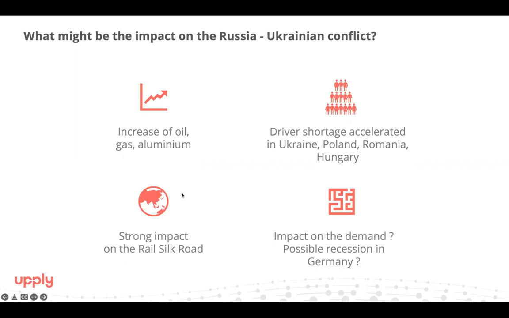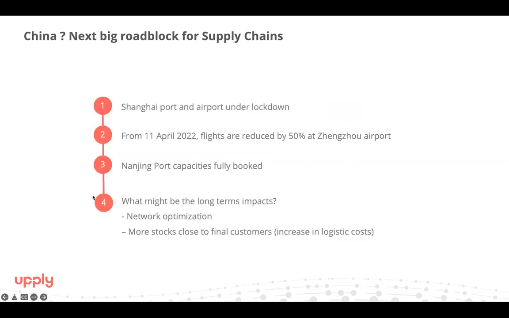And I will directly shift to the next one, because the big question, and here I'm not talking about road transportation anymore, is what is happening in China right now, a kind of issue also for Europe in terms of supply chain. You all know that Shanghai port and airport are under lockdown. On April 11, some days ago, one of the major ports of China reduced the flights by 50%. We have the port of Nanjing that is completely full, and with some restrictions that start to happen again.